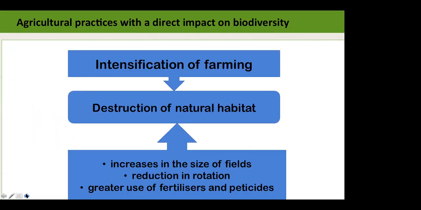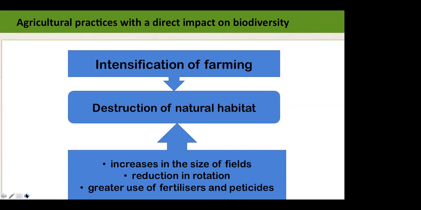Now, the number one thing that we need to look at, next slide, is the intensification of farming. What do we mean by intensification of farming? It has a lot to do with increases in the sizes of the field, reduction in rotation, greater use of fertilizers and pesticides. The three things combined together are what we refer to as intensification of farming. And once this intensification of farming comes into play, we have destruction of natural habitats.